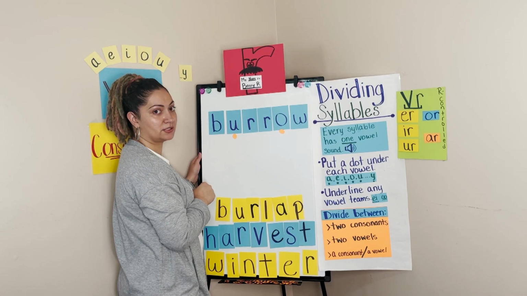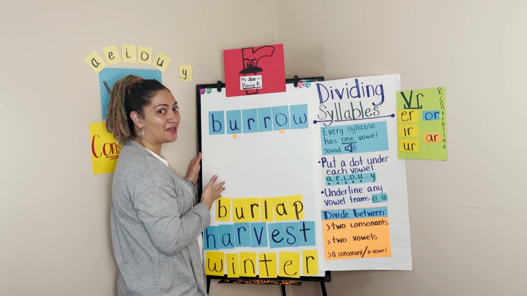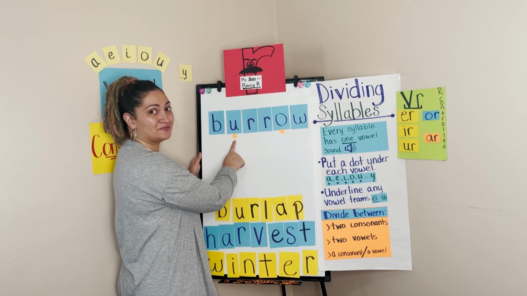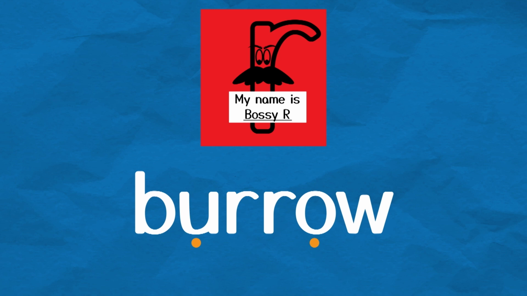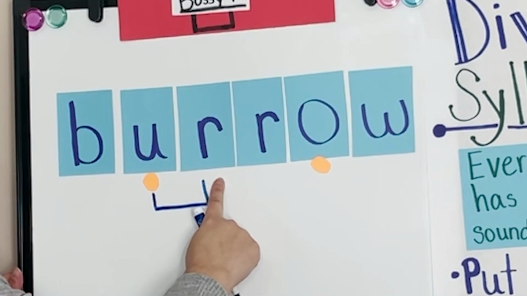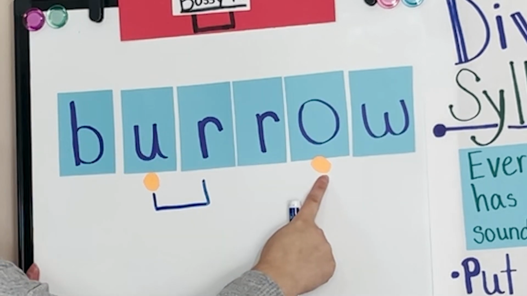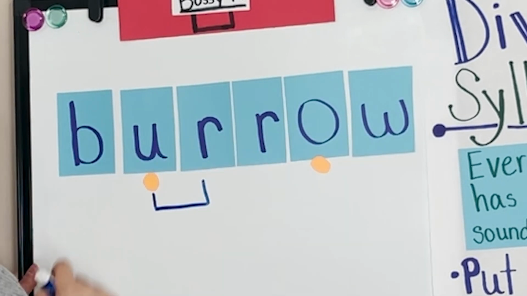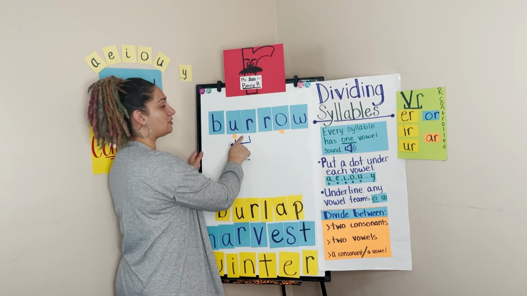Mr. Bossy R is looking at us. He said, do we see any with the pattern that has an R right after the vowel? Do you see it? I see one right here. This vowel is followed by the R in this word. This vowel isn't followed by an R in this word. So I know this is going to make a sound by itself. UR makes what sound?